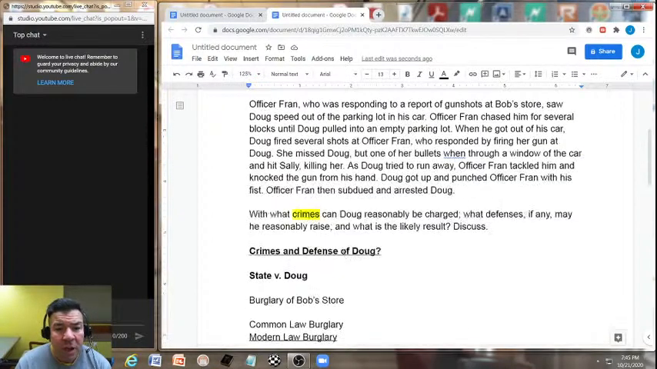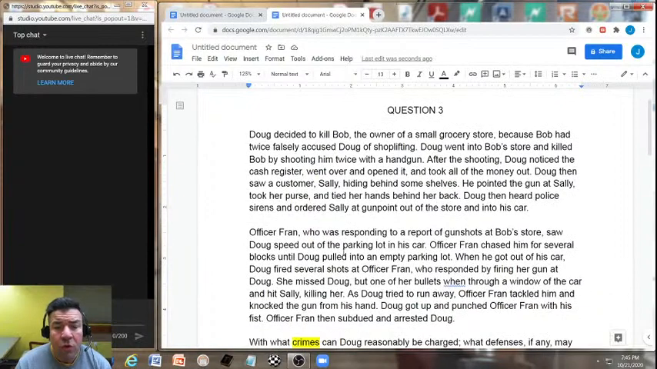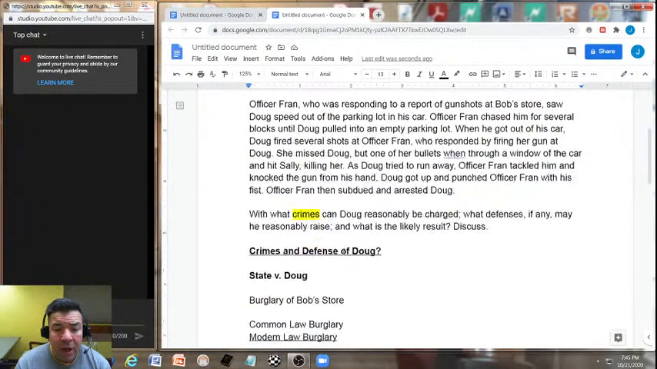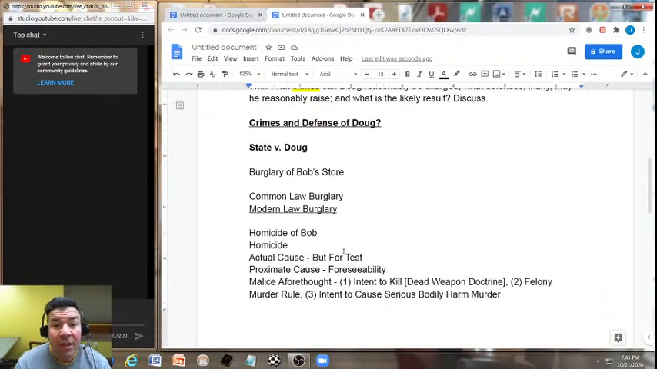Did Doug intend to shoot Bob? Absolutely. So I can confidently say that not only did he have the intent to kill Bob under number 1, I can also carry that intent down here to the intent to cause serious bodily harm, because that same element, intent, is shared between both the intent to kill and the intent to cause serious bodily harm. So by his actions, Doug manifested intent to cause serious bodily harm, murder, to Bob.